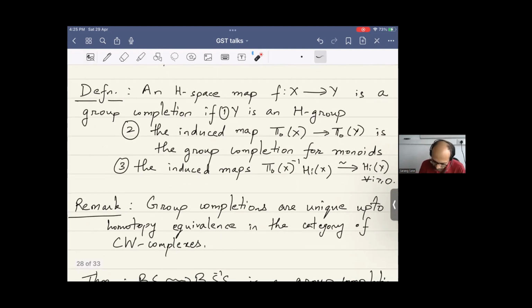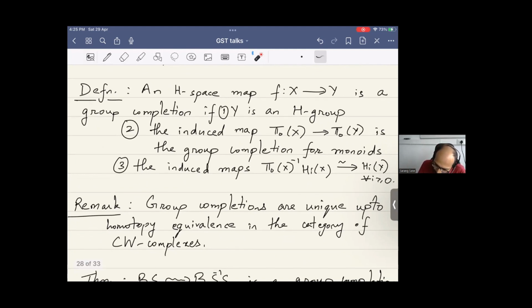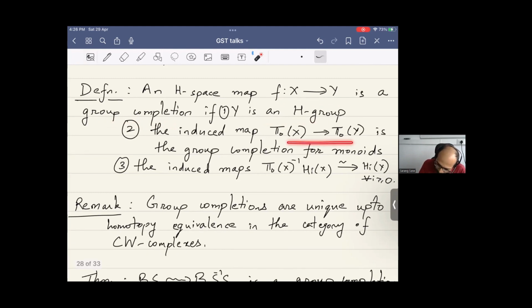Okay. So now, if you have a map of H spaces X to Y, then this is called a group completion if Y is an H group and the induced map pi naught X to pi naught Y is the group completion for monoids. So remember, this is an H space.